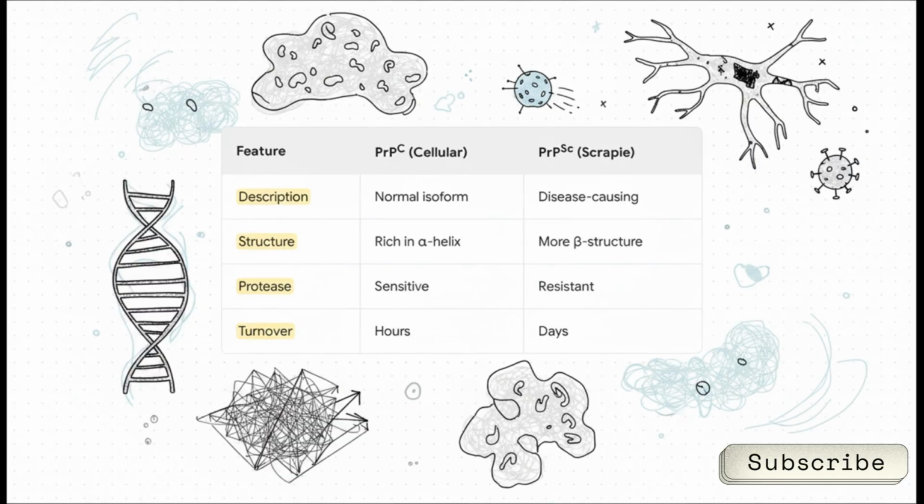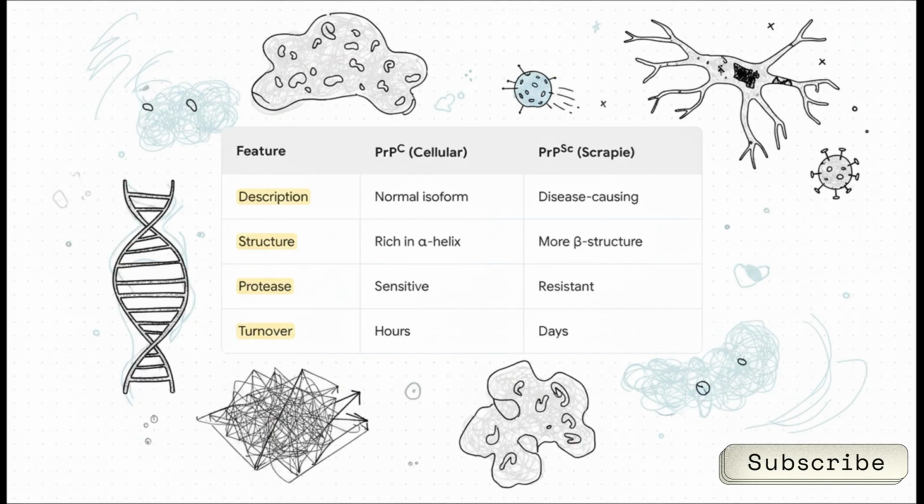This table is everything. If you understand this, you understand prions. On the left, you've got PrP cellular, or PrPC. That's the good guy. It's a normal protein in our neurons, and its structure is mostly alpha helices. On the right, you have the bad guy, PrP scrapie, or PrPSc. It's the exact same protein, but it has misfolded into a beta-pleated sheet structure.